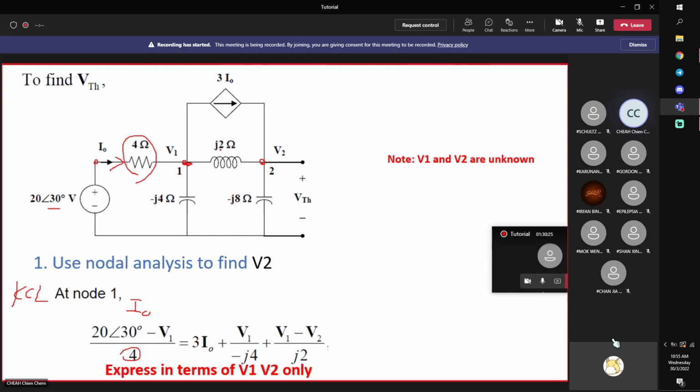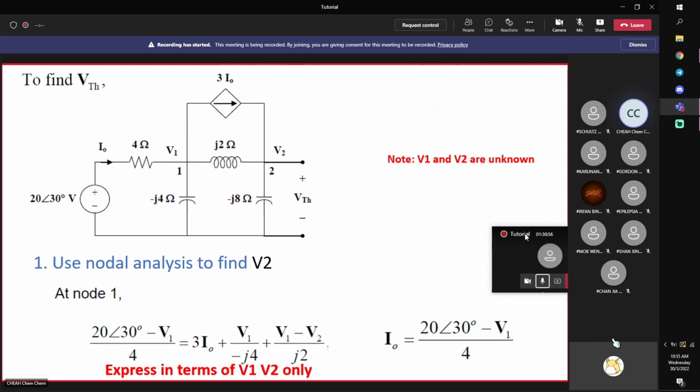Okay, then this is 3I0, so actually 3 times this, and then over here I have V1 minus V2 divided by j2, okay? Outflow. It is also outflow, so inflow equals outflow, right? Lastly, outflow V1 minus 0, which is V1 divided by negative j4.